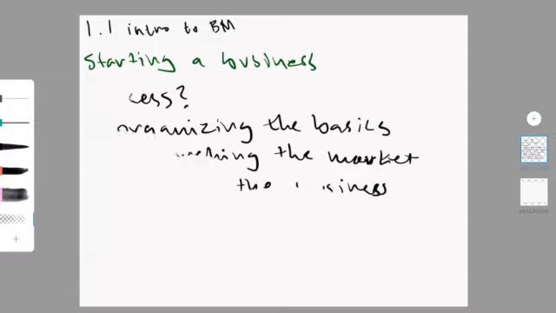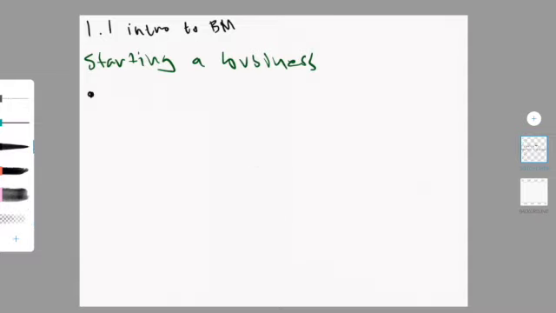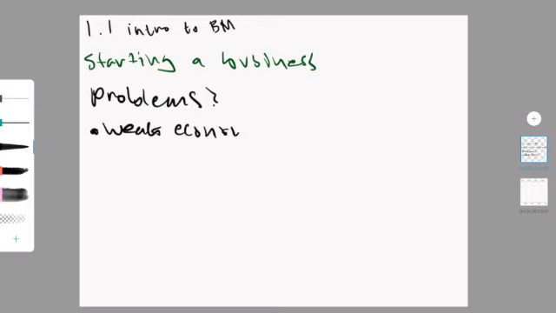So some potential problems that could arise when you're starting a business is a weak economy. This is what I was talking about before. Why would a bank trust you to be able to pay back with interest if they have no confidence in you? Obviously, this is also why it's important to make a plan, because if you make a plan, then there might be some confidence in what you're doing and stuff like that.